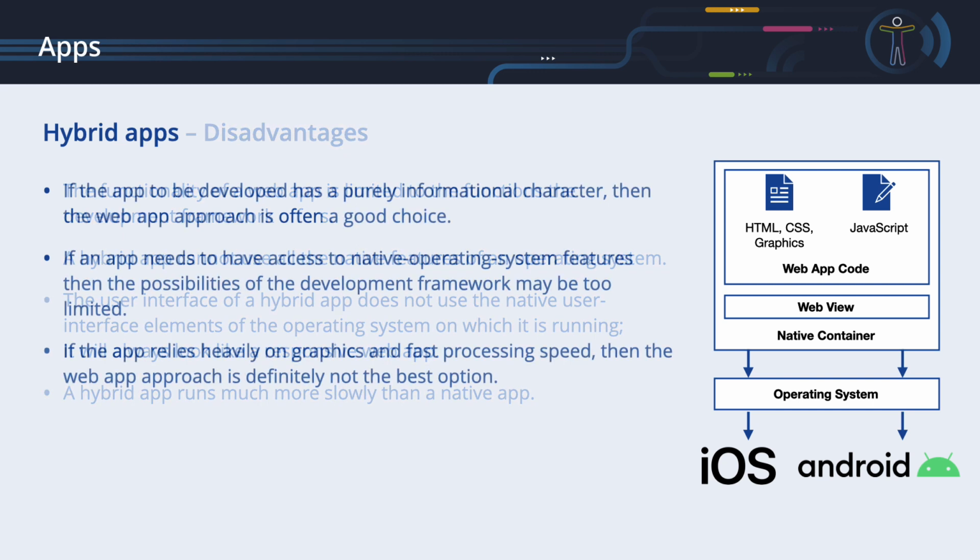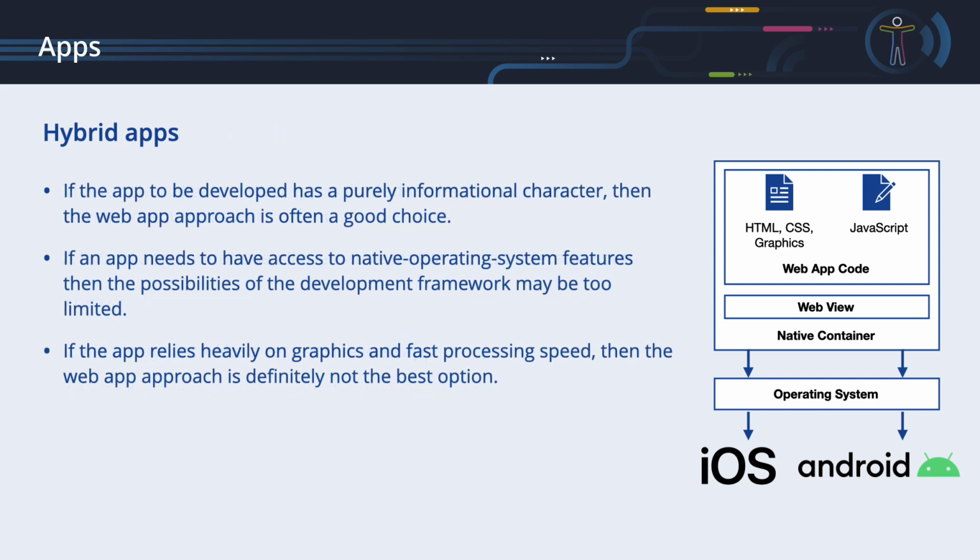If the app to be developed has a purely informational character, then the web app approach is often a good choice. If an app needs to have access to native operating system features, then the possibilities of the development framework may be too limited. If the app relies heavily on graphics and fast processing speed, then the web app approach is definitely not the best option.